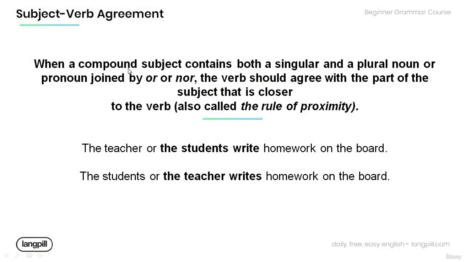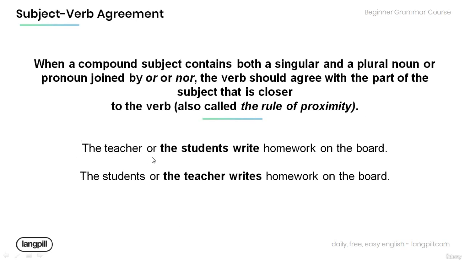Remember that when a compound subject contains both a singular and a plural noun or pronoun joined by or or nor, the verb should agree with the part of the subject that is closer to the verb. And that is also called the rule of proximity. Have a look at the examples below.